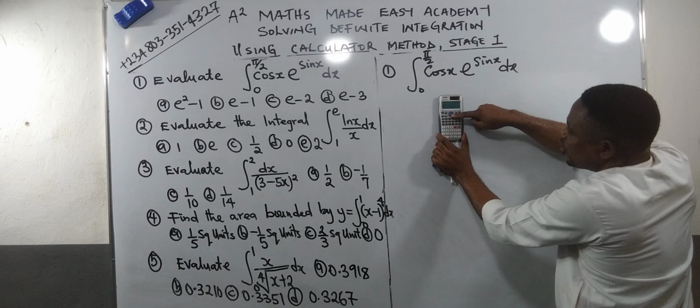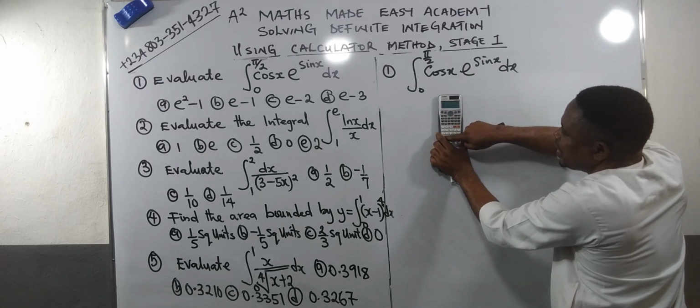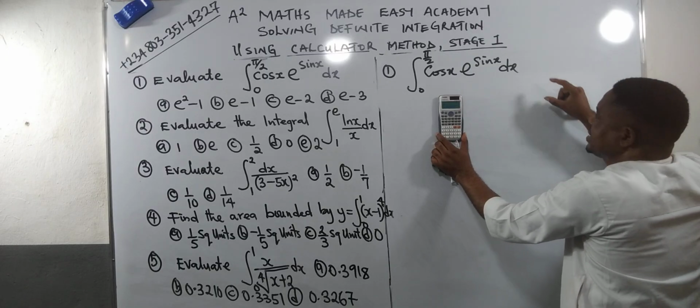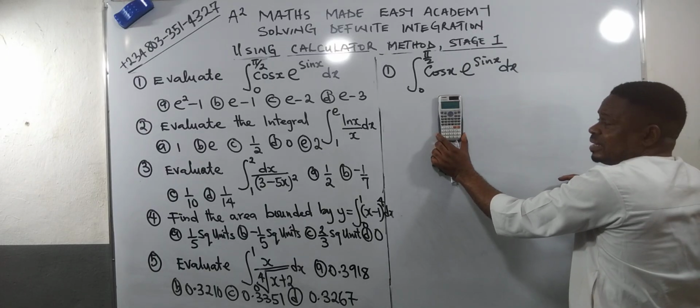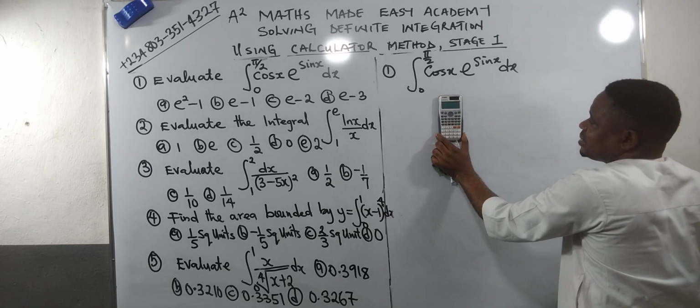I will now scroll down. Then what is the value of the lower limit? 0. I will cue in 0. Can you see I have exhibited the same thing that is here on the screen? So finally punch equal to and expect the answer.